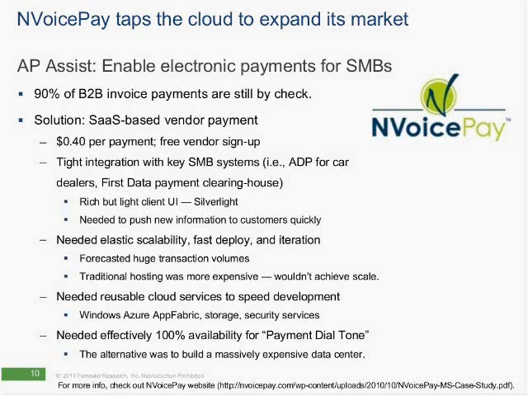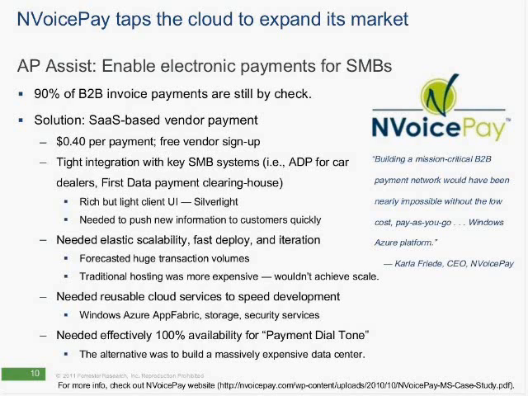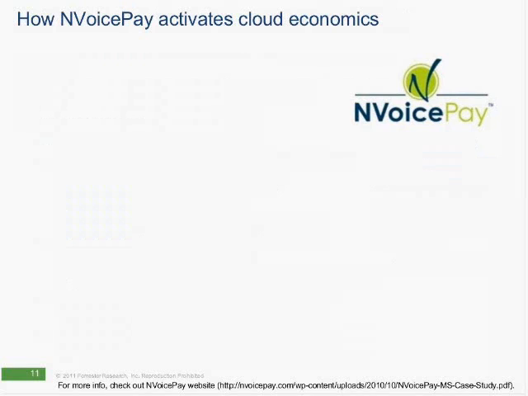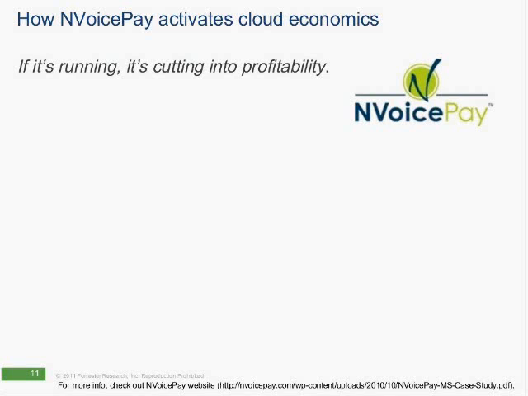Now let's look at how they activate cloud economics. The key thing for them is because they get paid a fraction of a penny for each invoice that goes through their system, they have to make sure that each individual invoice can go through as efficiently as possible and that they can maximize the amount of invoices they handle simultaneously. And in order to do that profit picture, you want to be able to handle as many invoices as possible with as little a footprint in the cloud as you possibly can.